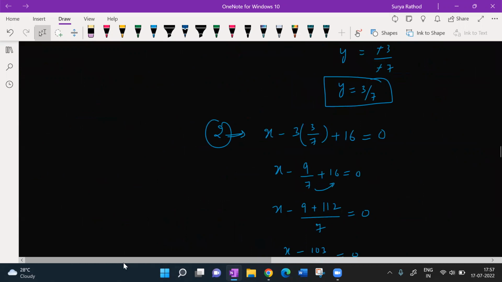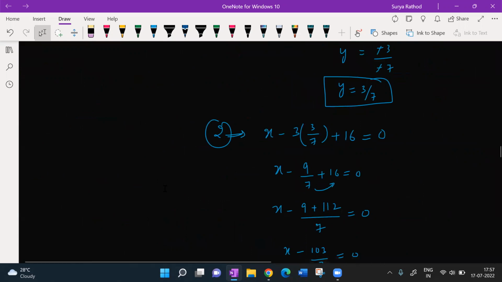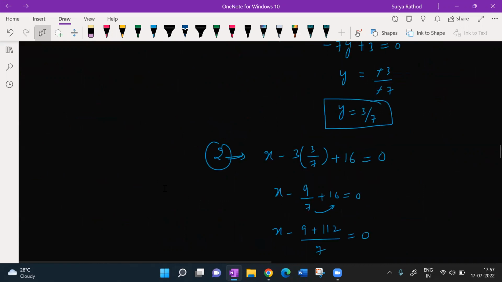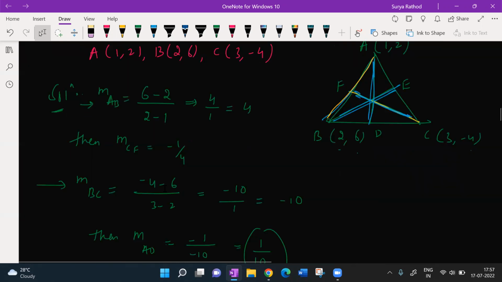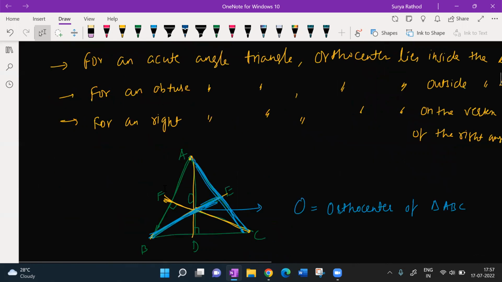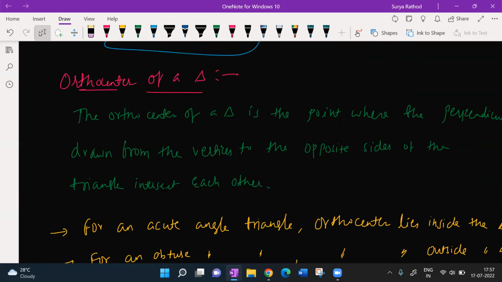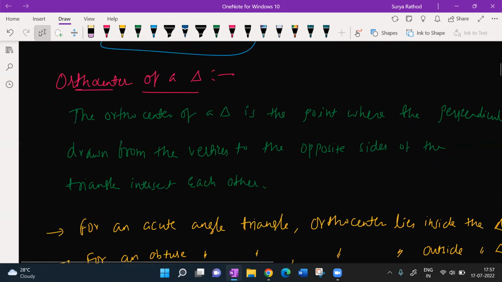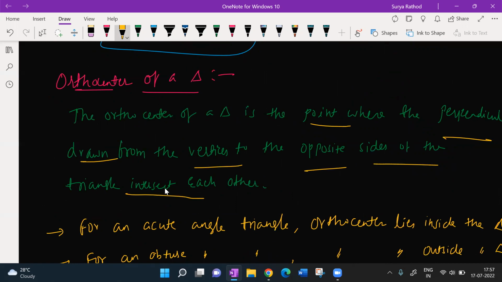Basically, circumcenter is nothing but the point of intersection of all the perpendicular bisectors. Orthocenter is the point of intersection of all the perpendiculars drawn from the vertices to the opposite sides. Look at it here. This is the point where the perpendiculars drawn from the vertices to the opposite sides intersect each other. Where they intersect, that is the point we call the orthocenter.